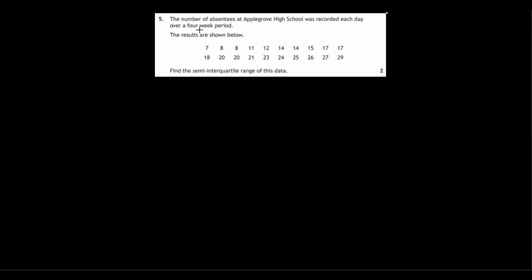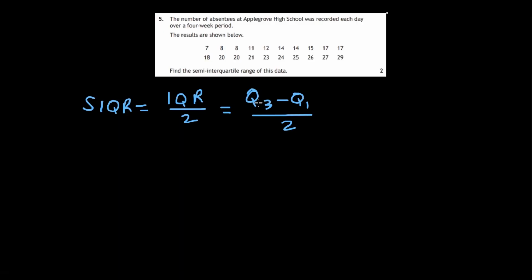Okay, question 5. The number of absentees at Apple Grove High School was recorded each day over a 4-week period. The results are shown below. Find the semi-interquartile range of this data. So the formula for SIQR isn't on the formula sheet, unfortunately, so you have to memorize it. And it's just IQR over 2, where IQR is just Q3 minus Q1. So Q3 is the upper quartile and Q1 is the lower quartile.